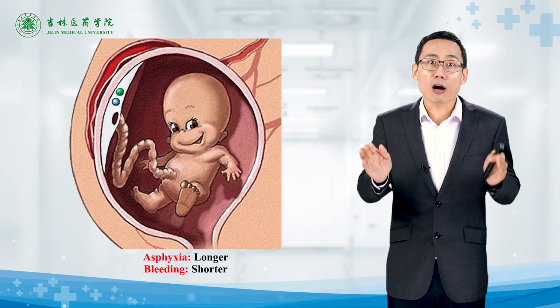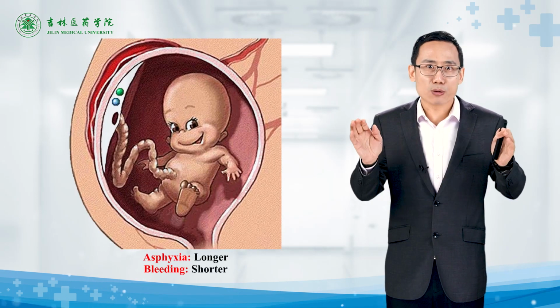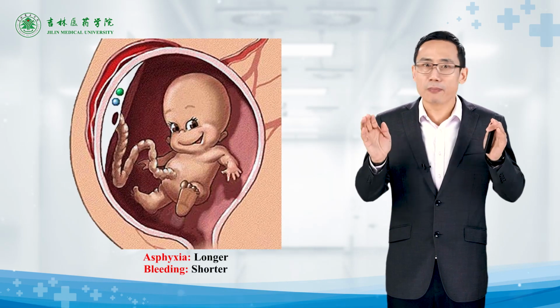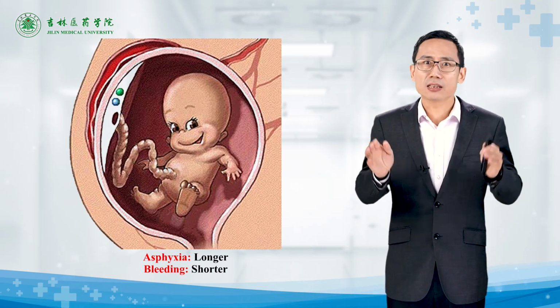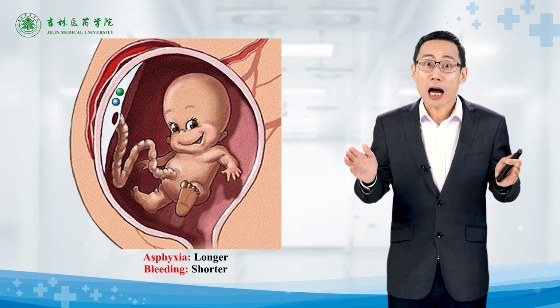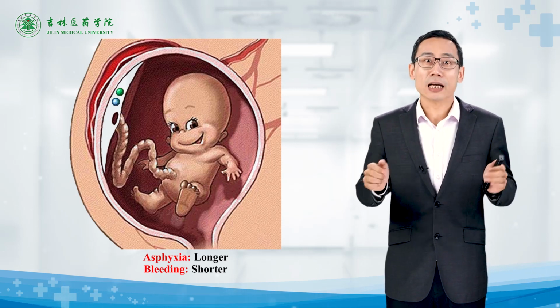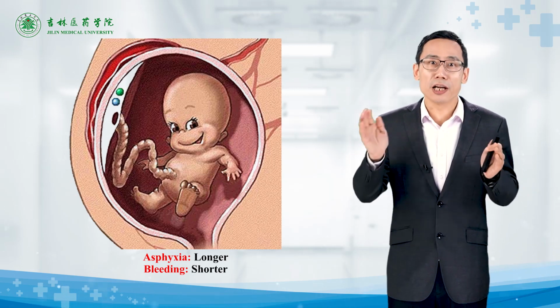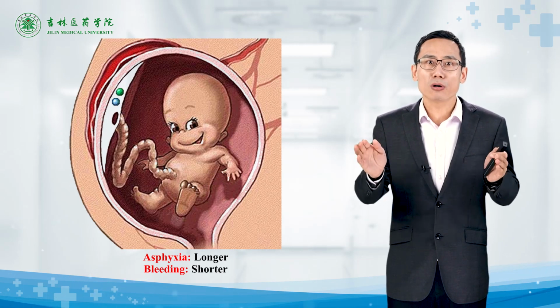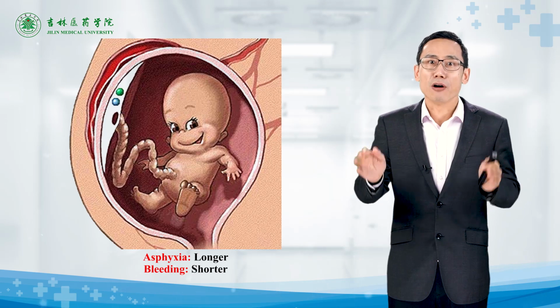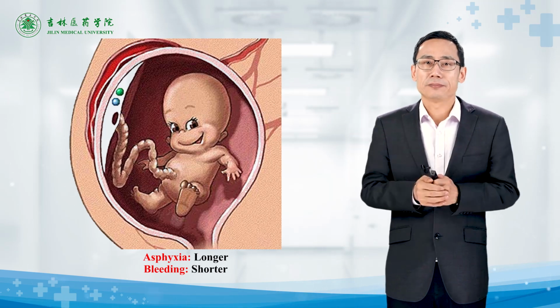If the umbilical cord is too short, it's easy to cause premature separation of placenta and excessive bleeding when the fetus is delivered. If the umbilical cord is too long, it's easy to wrap around the limbs or neck of the fetus, which may lead to local dysplasia or fetal asphyxia.